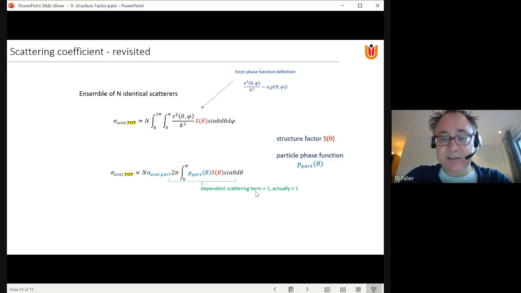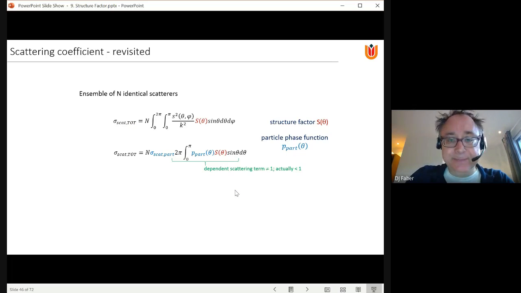total scattering cross section. Actually, what we'll see in most cases, at least for these soft materials like these spheres and for tissue, is that the integral term will be less than 1. So effectively, you will find a total scattering cross section that is less for the ensemble, that is less than the sum of the individual scattering cross sections.